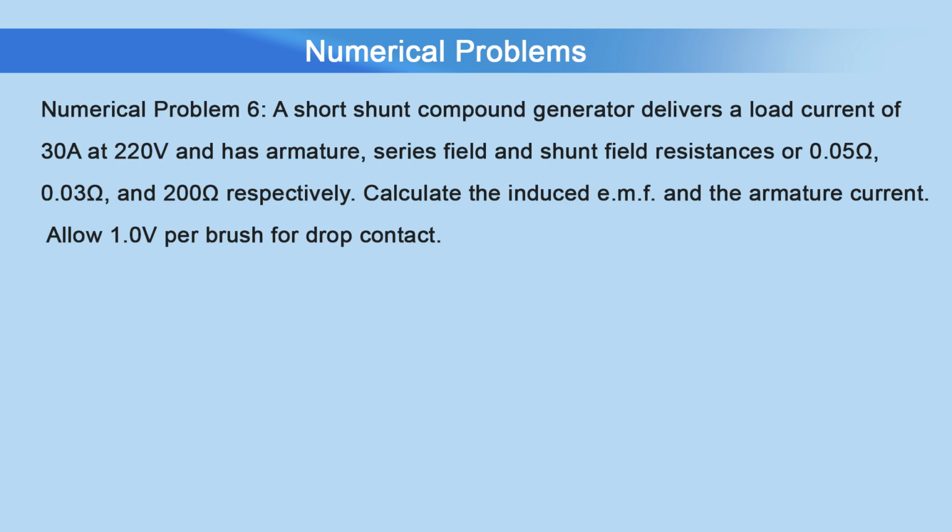Now we will see one more numerical problem, which is based on the compound generator. Okay, which says that a short shunt compound generator delivers a load current of 30 ampere at 250 volt and has armature, series field and shunt field resistance of 0.05 ohm, 0.03 ohm and 200 ohm respectively. Calculate the induced EMF and armature current. Allow 1 volt per brush for the contact drop. Okay, so it is a very nice problem. Let us see how we can solve this problem.